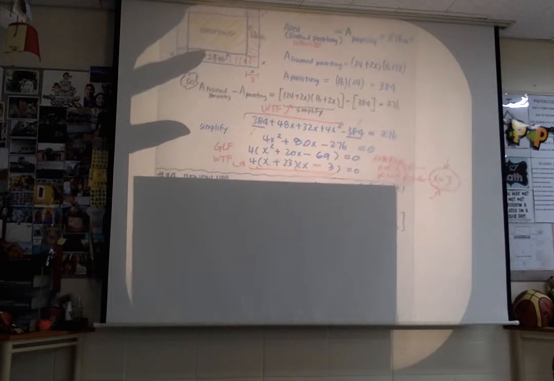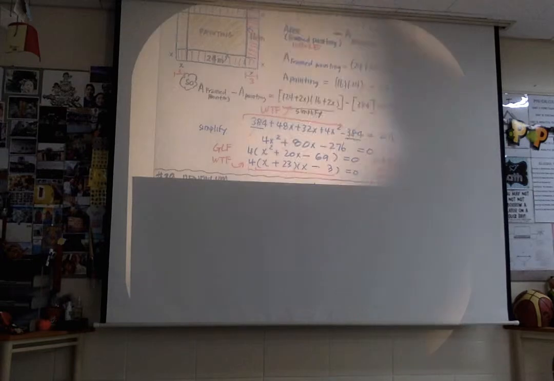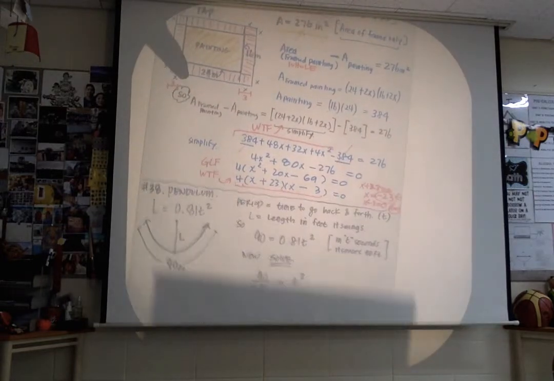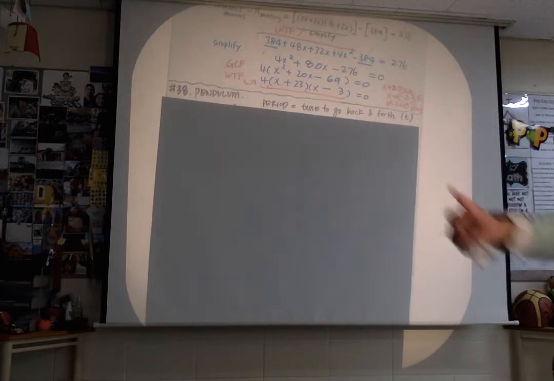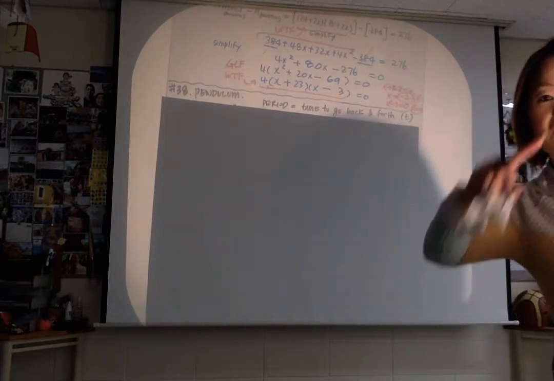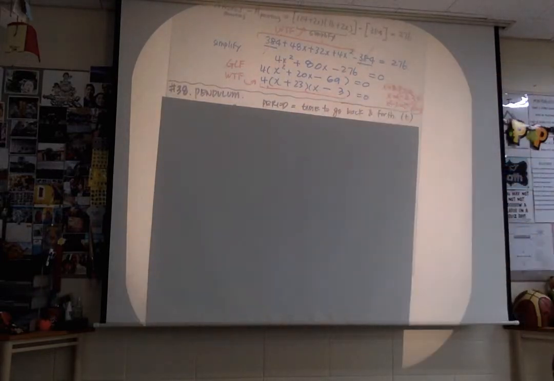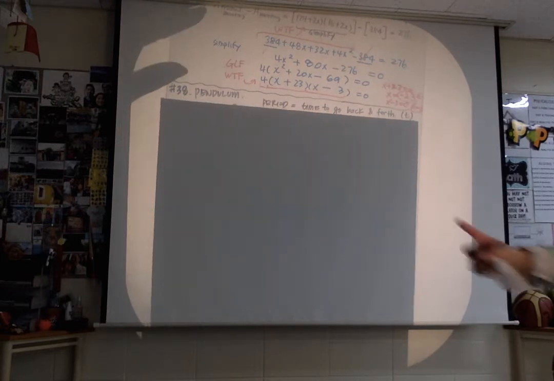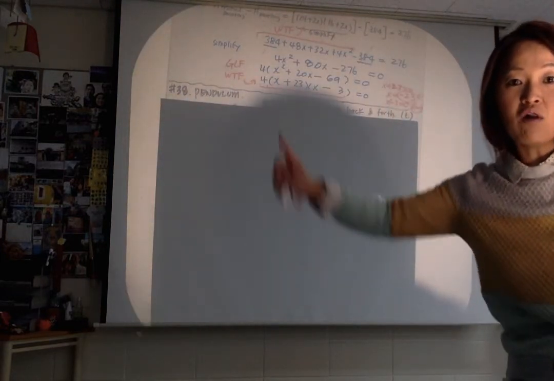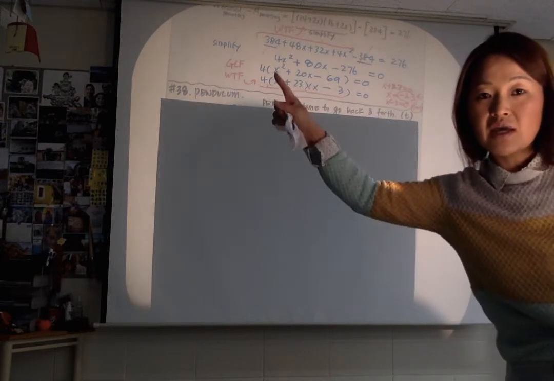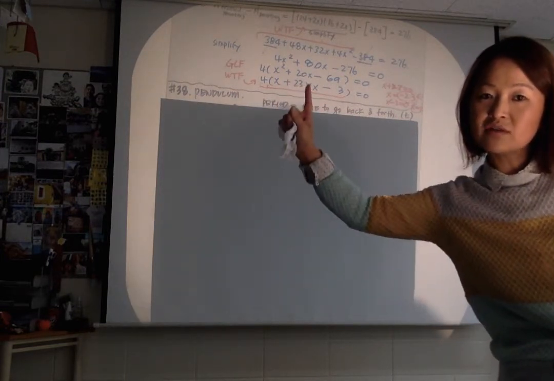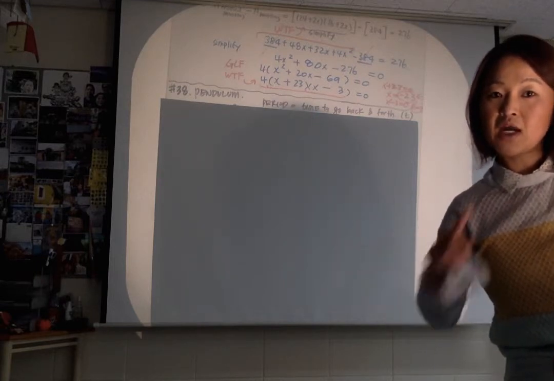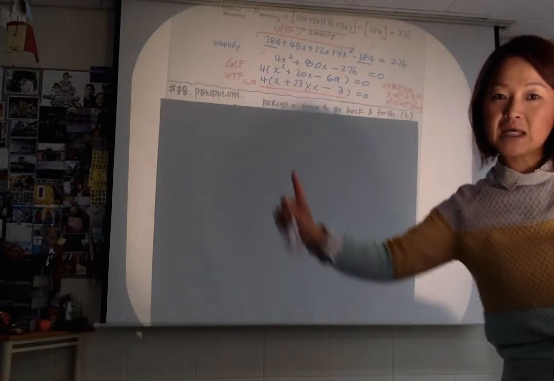And here's the last one, you guys. The last one was number 38. It's about the pendulum. The pendulum goes like this. You have to understand the situation. The pendulum goes back and forth, back and forth, okay? And they tell you that t is the time that it takes to go back and forth, in seconds, for 90 feet.